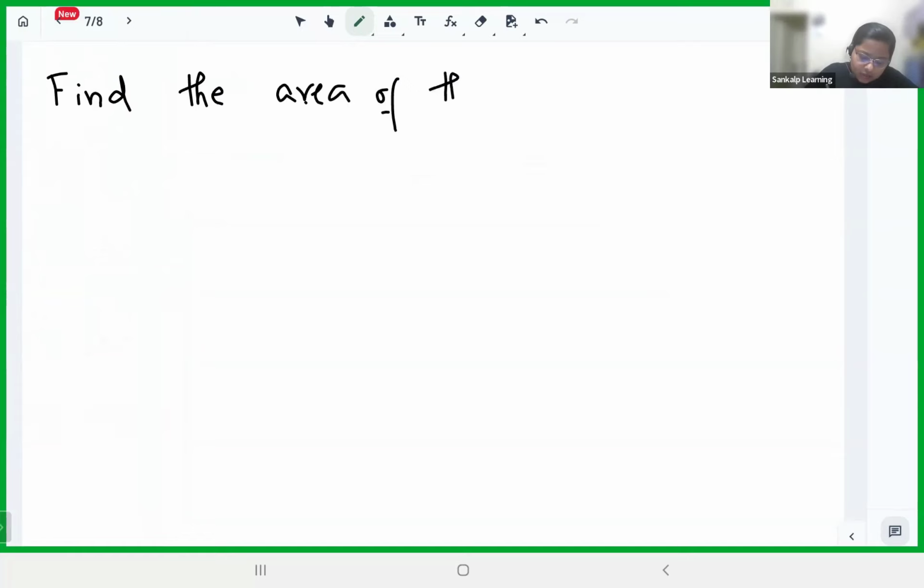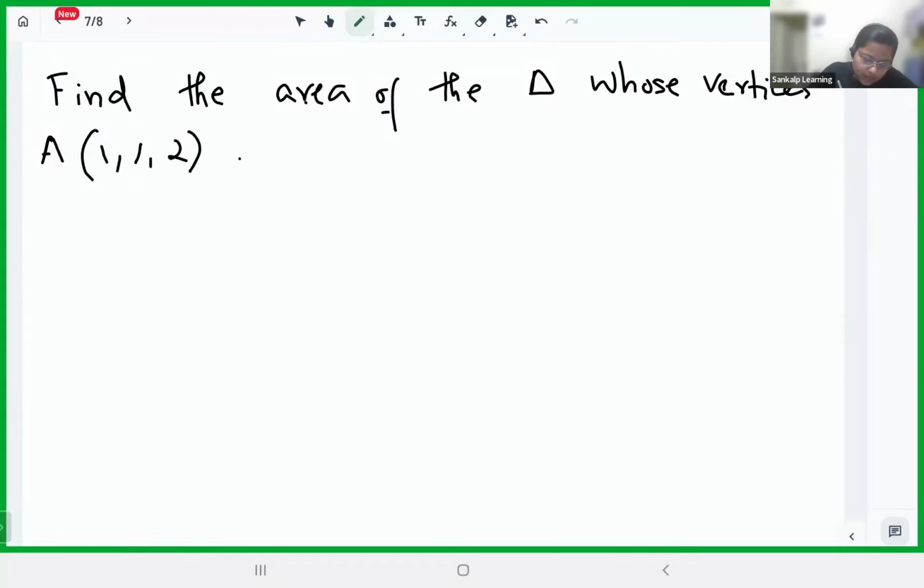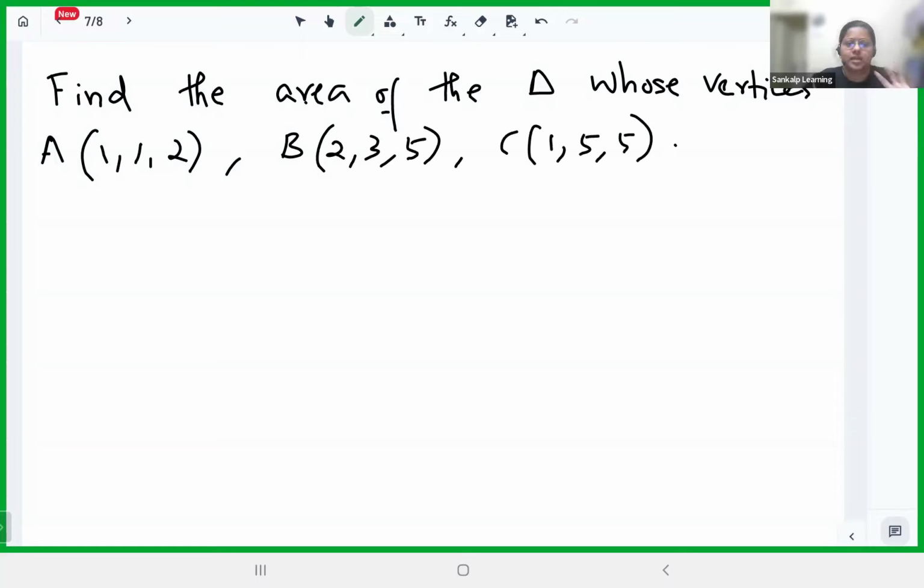Find the area of the triangle whose vertices A is (1, 1, 2), B is (2, 3, 5), and C is (1, 5, 5). So these are the vertices of the triangle ABC.